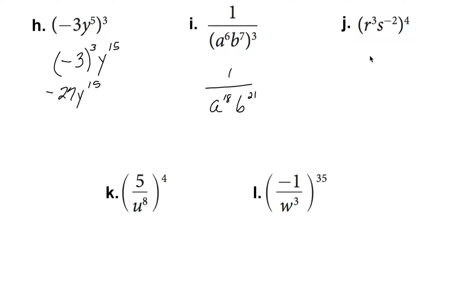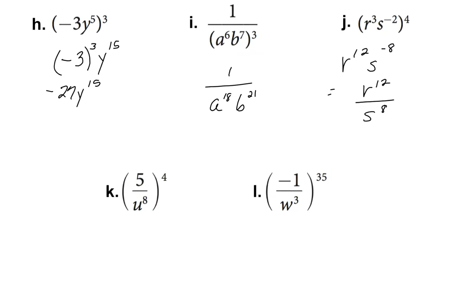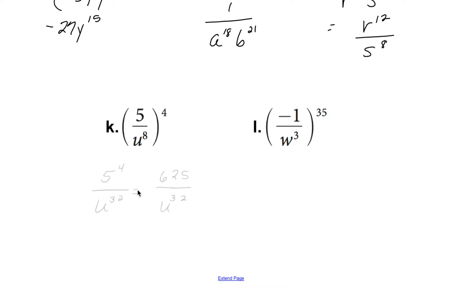Letter J, again, we're multiplying a power to a power, so we get r to the 12th, s to the minus 8. But that negative exponent, we're going to use that negative exponent rule, so that tells us it'll go to the opposite place. This will go to the denominator and become positive. So we get r to the 12th over s to the 8th. And then letter K, 5 to the 4th over u to the 32. Well, 5 to the 4th can be simplified, and that gives us 625 over u to the 32.